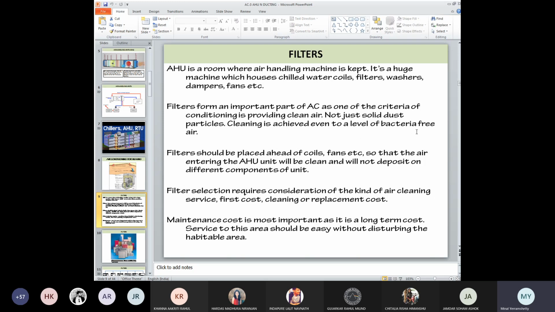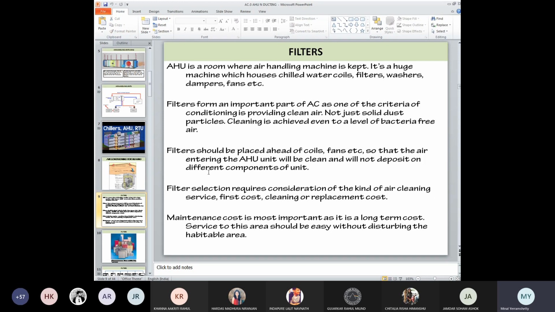It is achieved even to a level of bacteria-free air. Filters should be placed ahead of coils, fans, etc. Why? Simple, right? Clean air should go over the coil. Why should dirty air go over the coil? Otherwise there will be a problem on the coil. So I will try to push clean air over the coils, because that's a metal. Metal can easily get coated with all this dirt, so that the air entering the unit will be clean and will not deposit on different components of the unit. Simple, right? Filter selection requires consideration of the kind of air cleaning service.